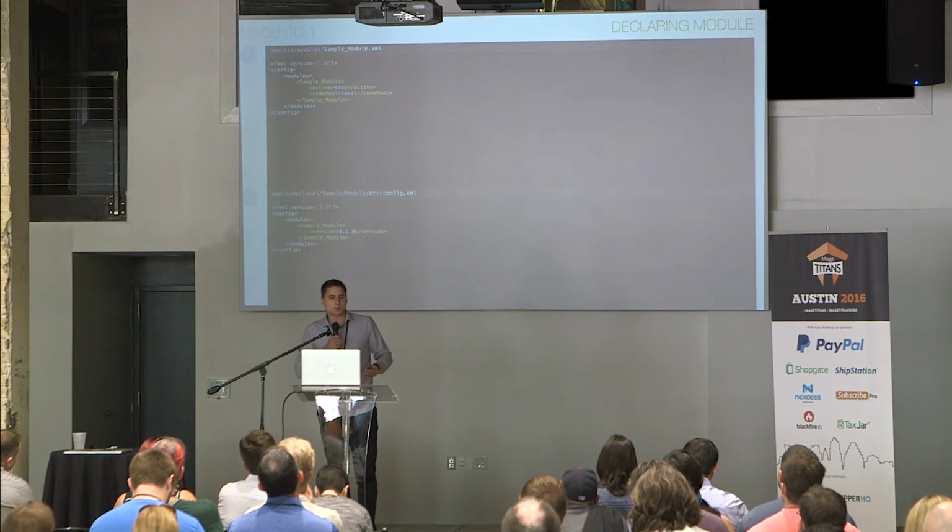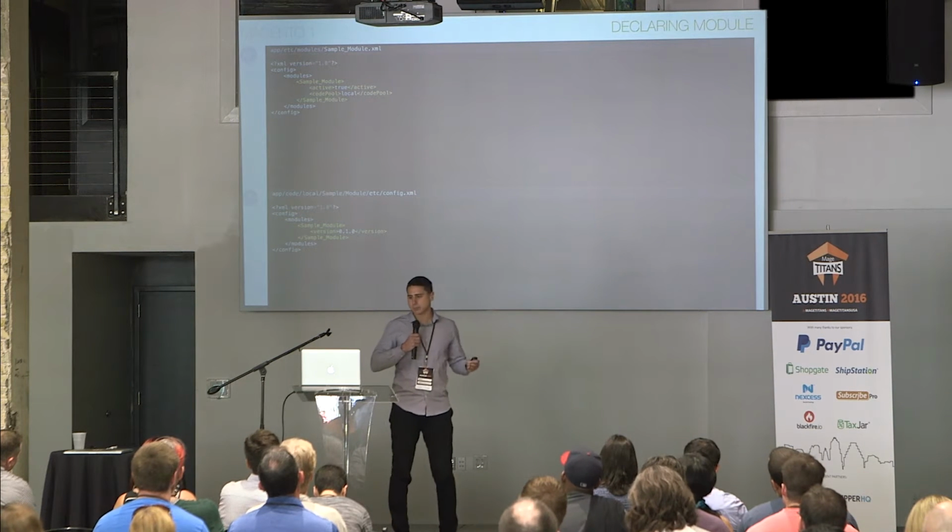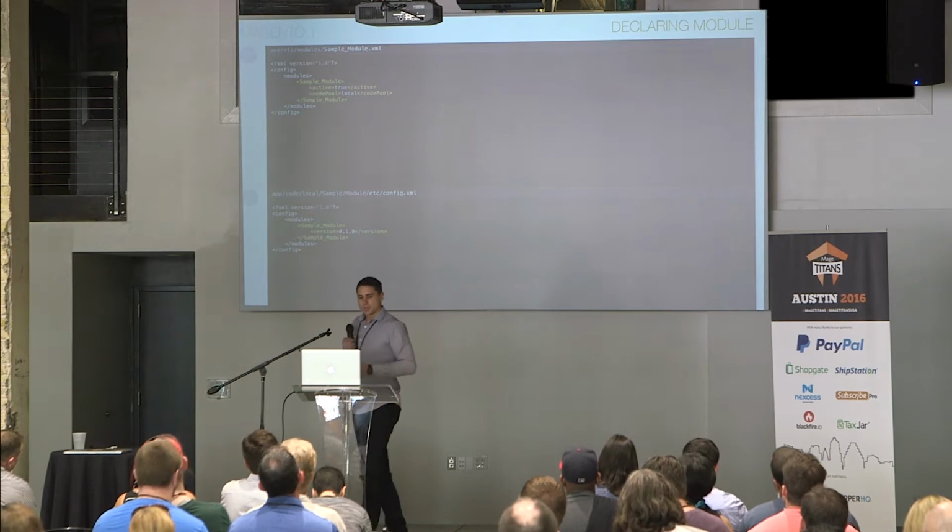So in Magento 1, you have to create two files. First, you have to declare the module in the app/etc/modules folder, and then you have to create the config file for the module configuration.